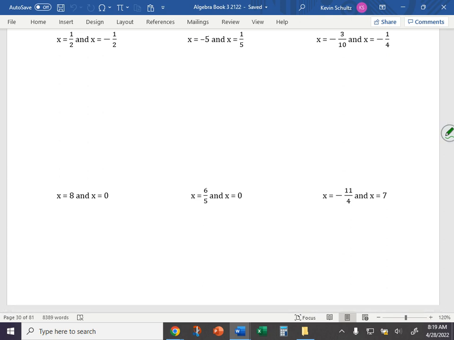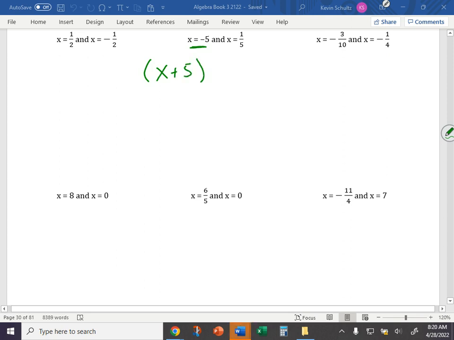The whole page. Knowing that those are the two x-intercepts, what expression would give us -5 as an x-intercept? Joey? X plus 5. Okay. -5 makes that equal 0. That's one of the binomials in our expression, one of the factors.